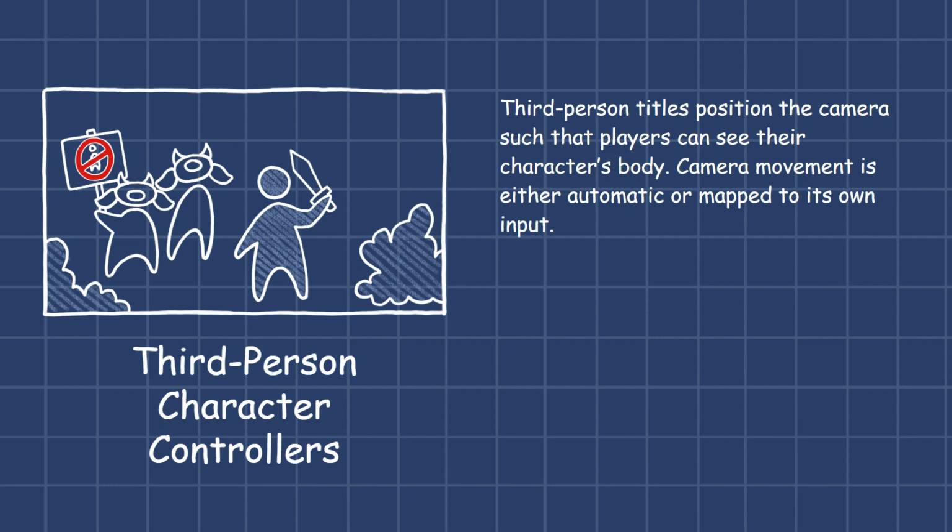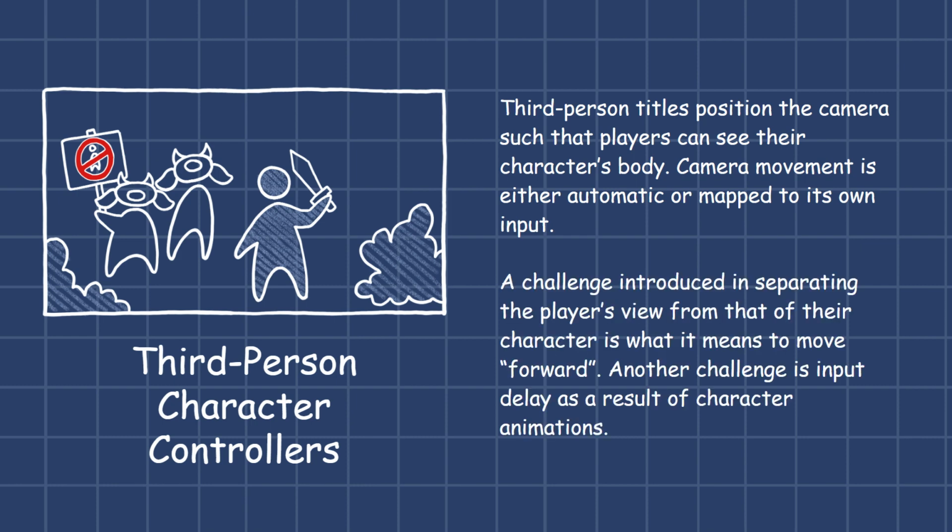Automatic camera controls are often preferable in 2D games, whereas in 3D most games opt to allow players freedom over camera movement. A challenge introduced in separating the player's view from that of their character is what it means to move forward. When the player nudges the left stick upwards, does the character move forward relative to the game's camera, or in the direction the character's model is currently facing?